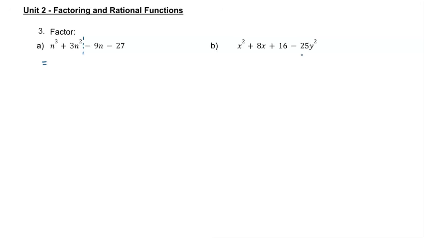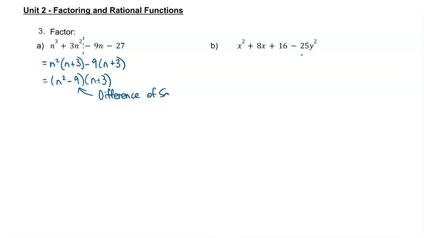So the first example, we have 4 terms, and we always try to do 4 terms by factoring by grouping. I go ahead and I common factor the first 2 terms, and I take an n squared out. I'm left with n plus 3. And then I can look at the next 2 terms, and I can take a -9 out. And again, I'm left with n plus 3. If we've got an n plus 3 in both those terms, that's what we want. And so we can write that as n squared minus 9 times n plus 3.